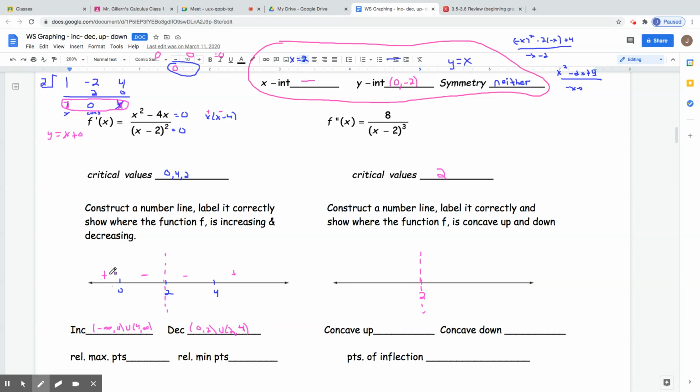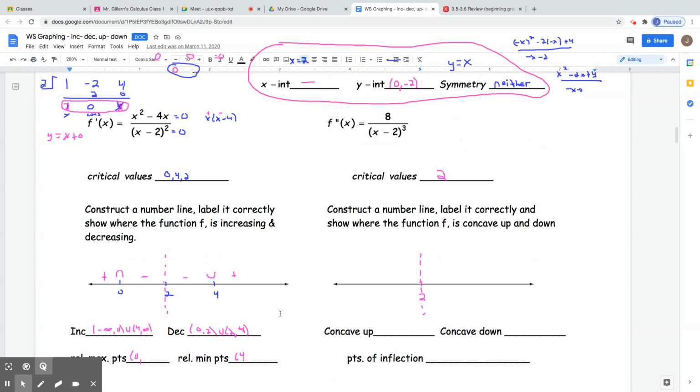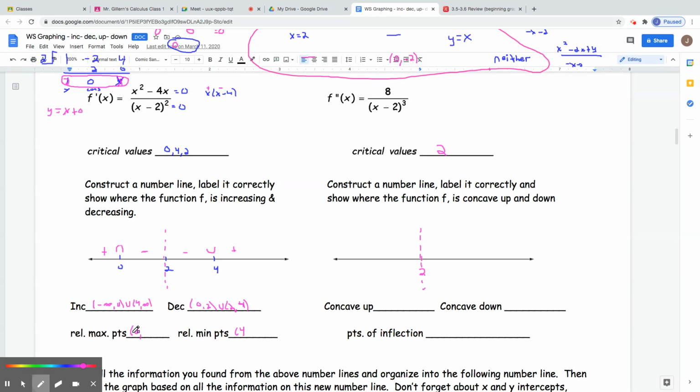All right, max and mins. It changes at 0. That is a max point. And for the min, it changes at 4. It goes from down to up. So we go to the original here. When I plug in 0, I get -2, because that is already the intercept. Know that.